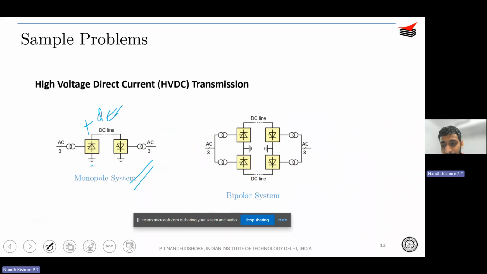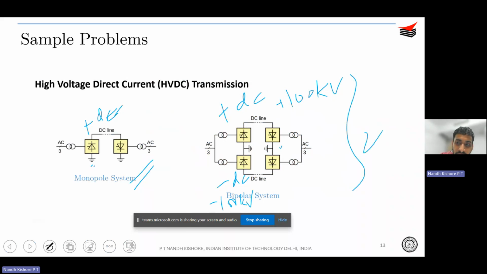Whereas in a bipolar system, you have a three-phase AC to DC conversion, but mind you, there is a midpoint ground. So you can have plus DC with respect to ground and minus DC with respect to ground. If you are transferring 100 kilovolt, over here it will be plus 100 kilovolt with respect to ground, and over here it will be minus 100 kilovolt with respect to ground. So a total of 200 kilovolts is your voltage level. So you have bipolar systems and unipolar systems depending on whether you use plus DC, or plus DC, 0 and minus DC.